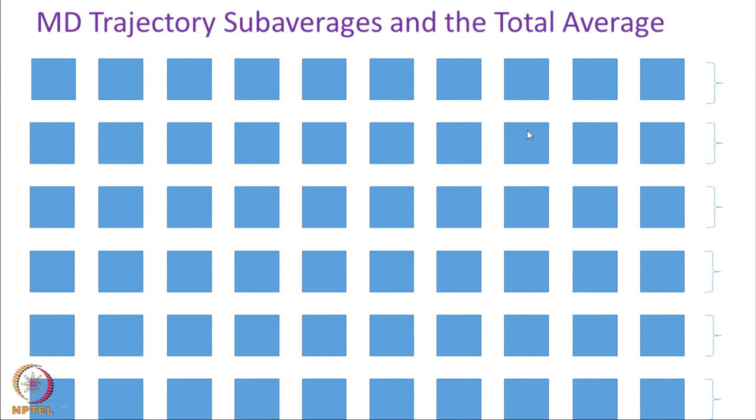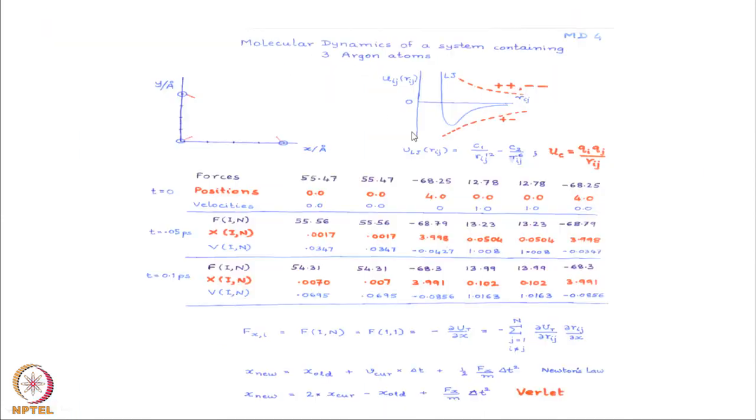If there is no convergence, the first sub average may be x, the next sub average may be 1.1x, the third one may be 1.3x. So, if the sub averages keep on changing, then you know that you have not converged. A very good way to check whether there is convergence is to calculate sub averages, and then the average over all the sub averages.